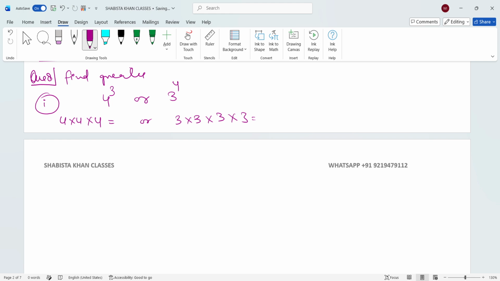Then you can say which is greater. You can find it. Do it by yourself. It's just a simple calculation.